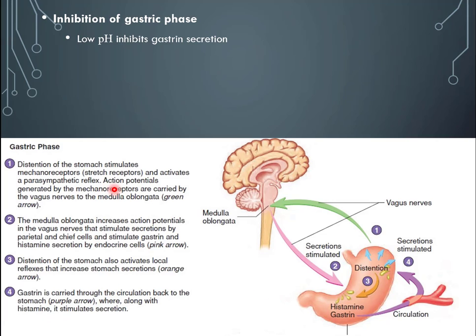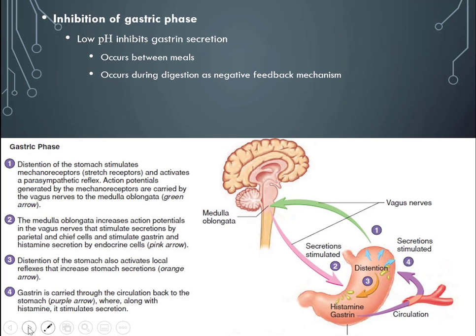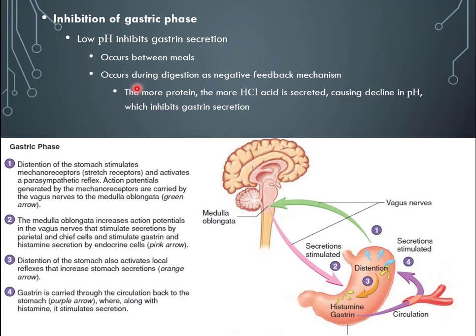So right here, low pH would inhibit gastrin secretion. It occurs between meals and occurs during digestion as a negative feedback mechanism. The more protein and the more HCl is actually secreted, causing a decline in pH, which inhibits gastrin secretion. These are one of the things that would inhibit gastric secretion, and it occurs during or in between meals, okay, or even during digestion as a negative feedback.